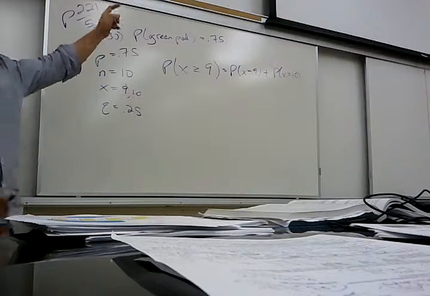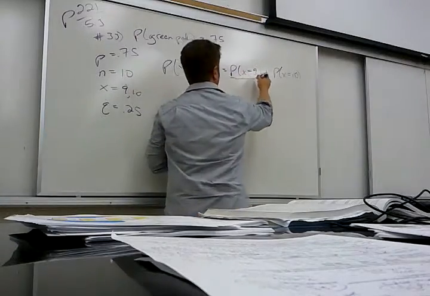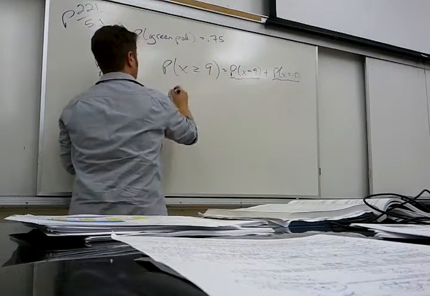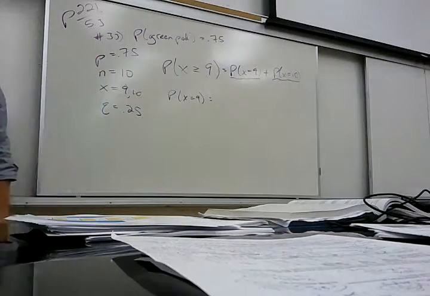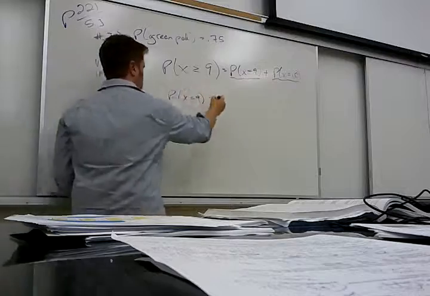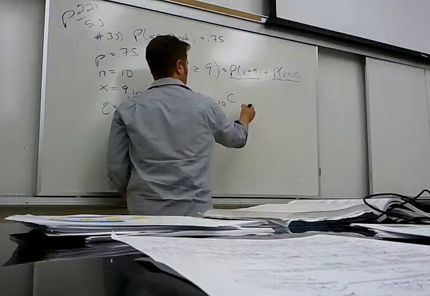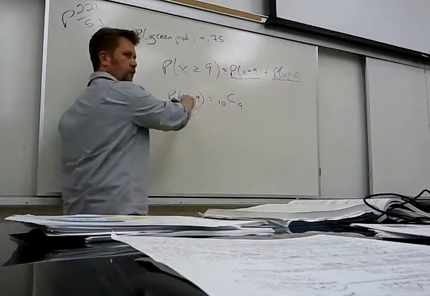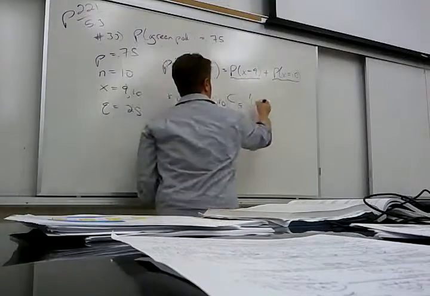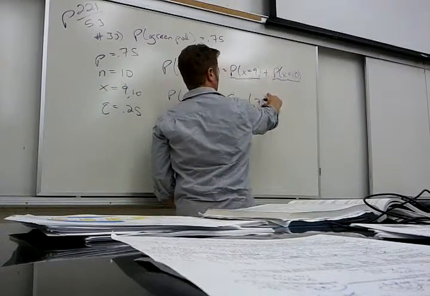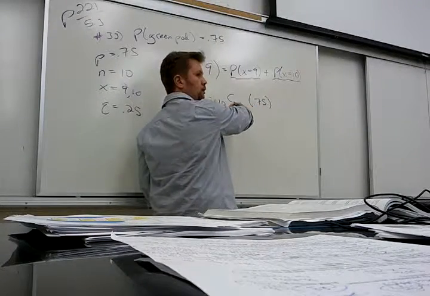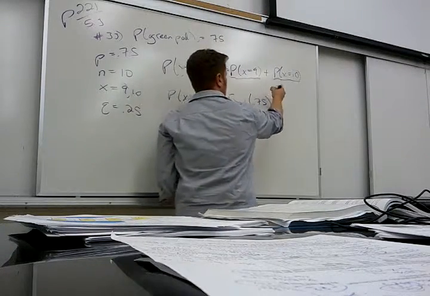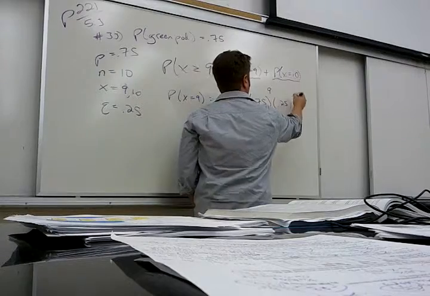So how would you set up that first one? The probability X equals 9. If you do this in parts here, what would that look like from the formula? 10. I've got 10 total things I'm looking at. I want to choose 9 of them, of course, right? So how many successes do you have? 9. I don't want them all to be green. I just want 9 of them to be green. So how many failures do you have? 1.